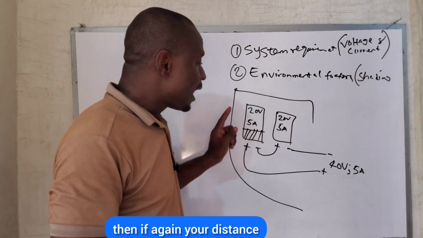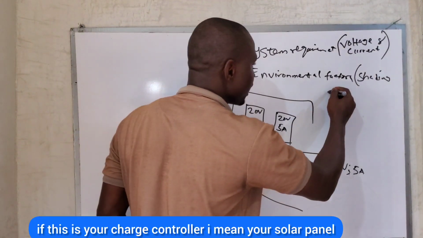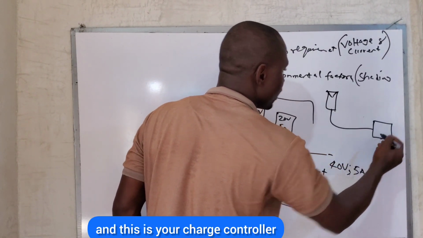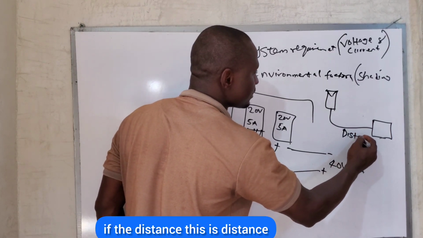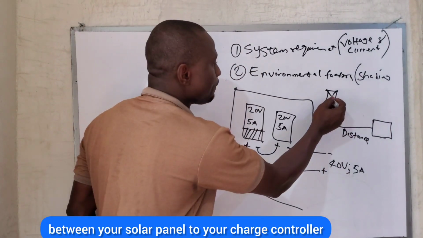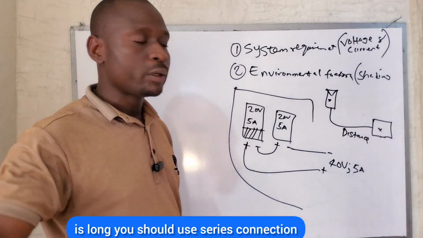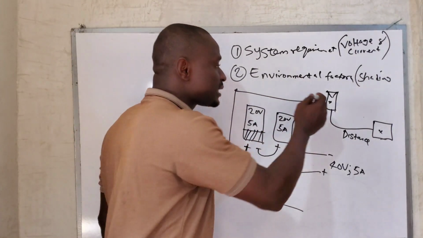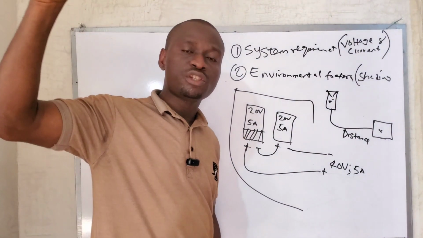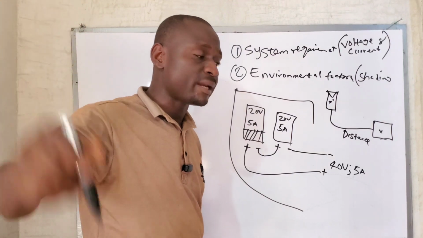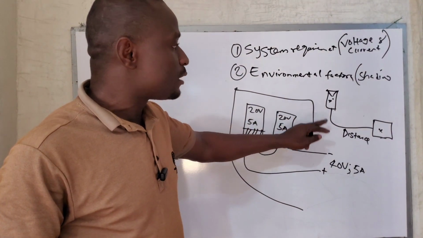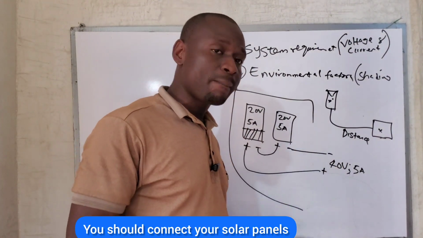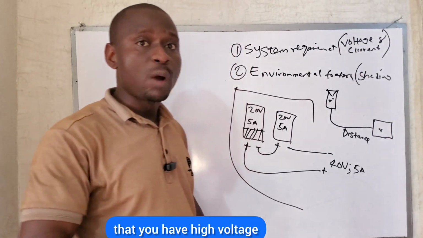Then, if this is your solar panel and this is your charge controller, and the distance between your solar panel and your charge controller is long, you should use series connection. Let me take it again. If the distance from where you are installing your solar panels to where you're mounting the charge controller is long, you should wire your solar panels in series so that you have high voltage.